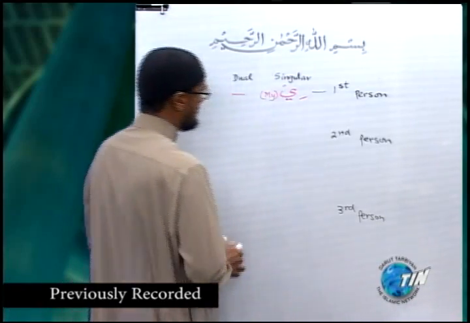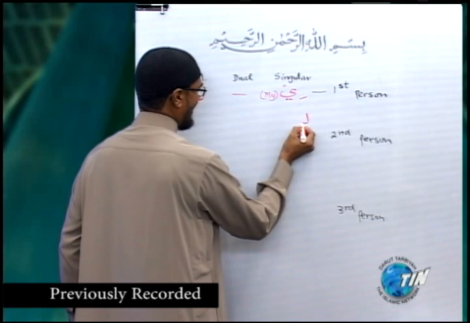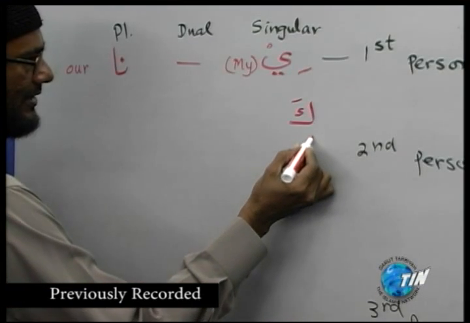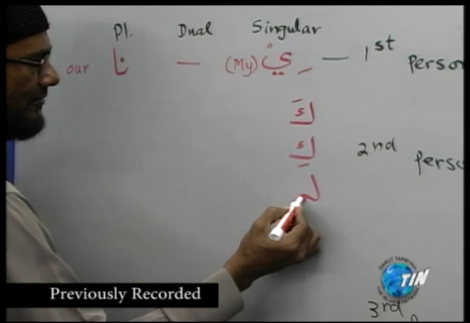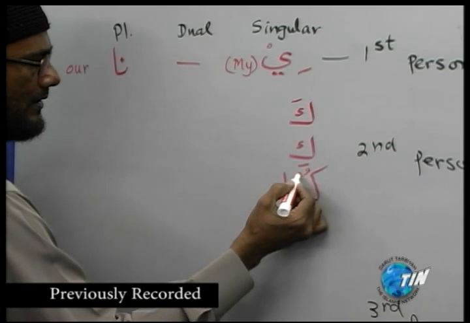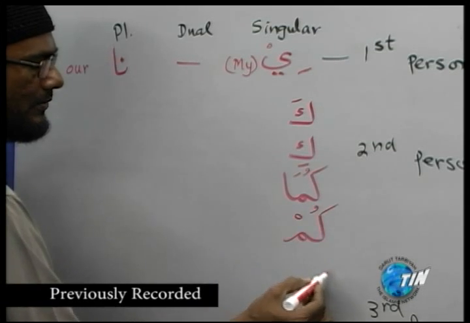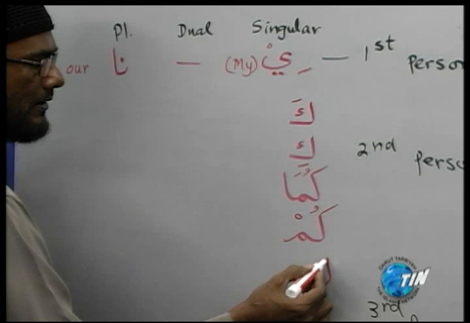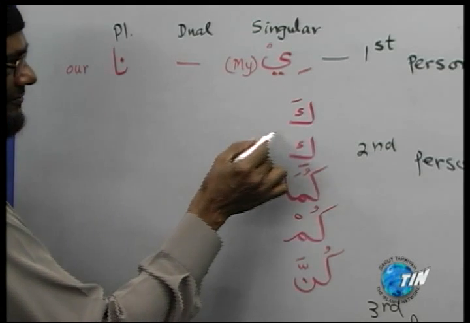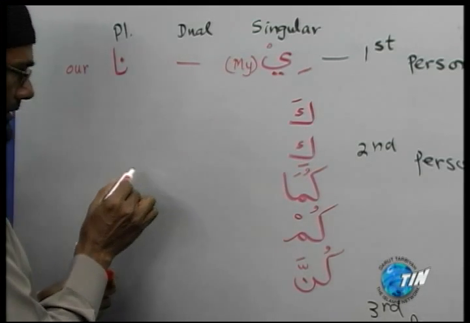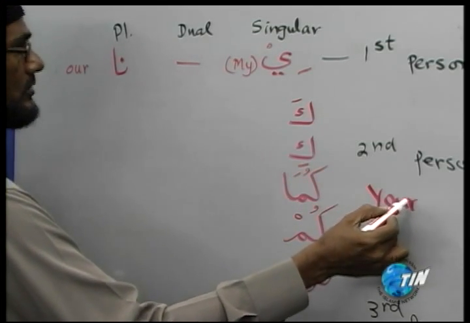For the second person, as I have just indicated, you have kaf with a fatha, you have kaf with a kasra, then you have kaf, meem, alif, kuma, and then you have kum, and then you have kunna. All of them mean your, because it's second person. We're talking about possessive pronouns.